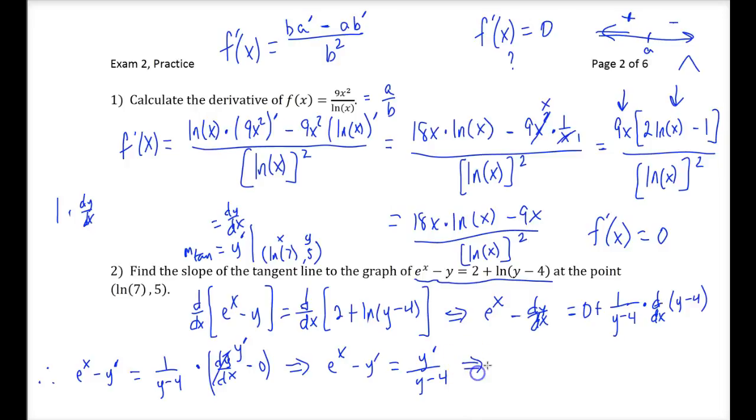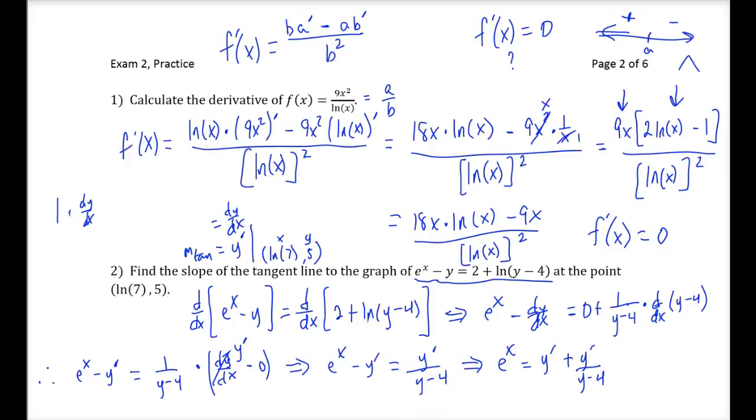And so from here, if we multiply both sides of our equation by y minus 4, then we get y minus 4 times... I did not do that correctly. So I need to separate all terms that have y prime first. So I would want to add y prime to both sides here. And if I do that, I get e to the x equals y prime plus y prime divided by y minus 4.